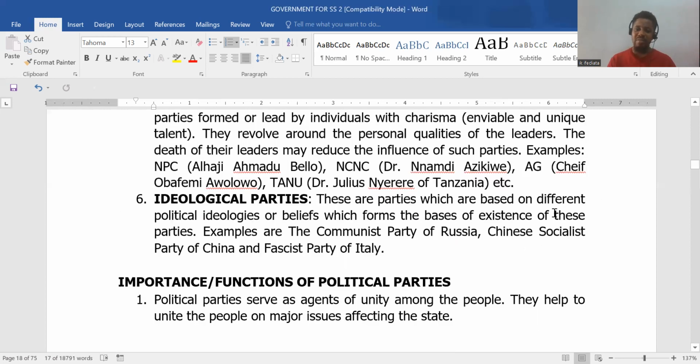Ideological parties are parties that are based on political ideologies, like the communist parties, Chinese socialist parties, and the likes. And let me just say that most political parties have ideas that govern them as well.